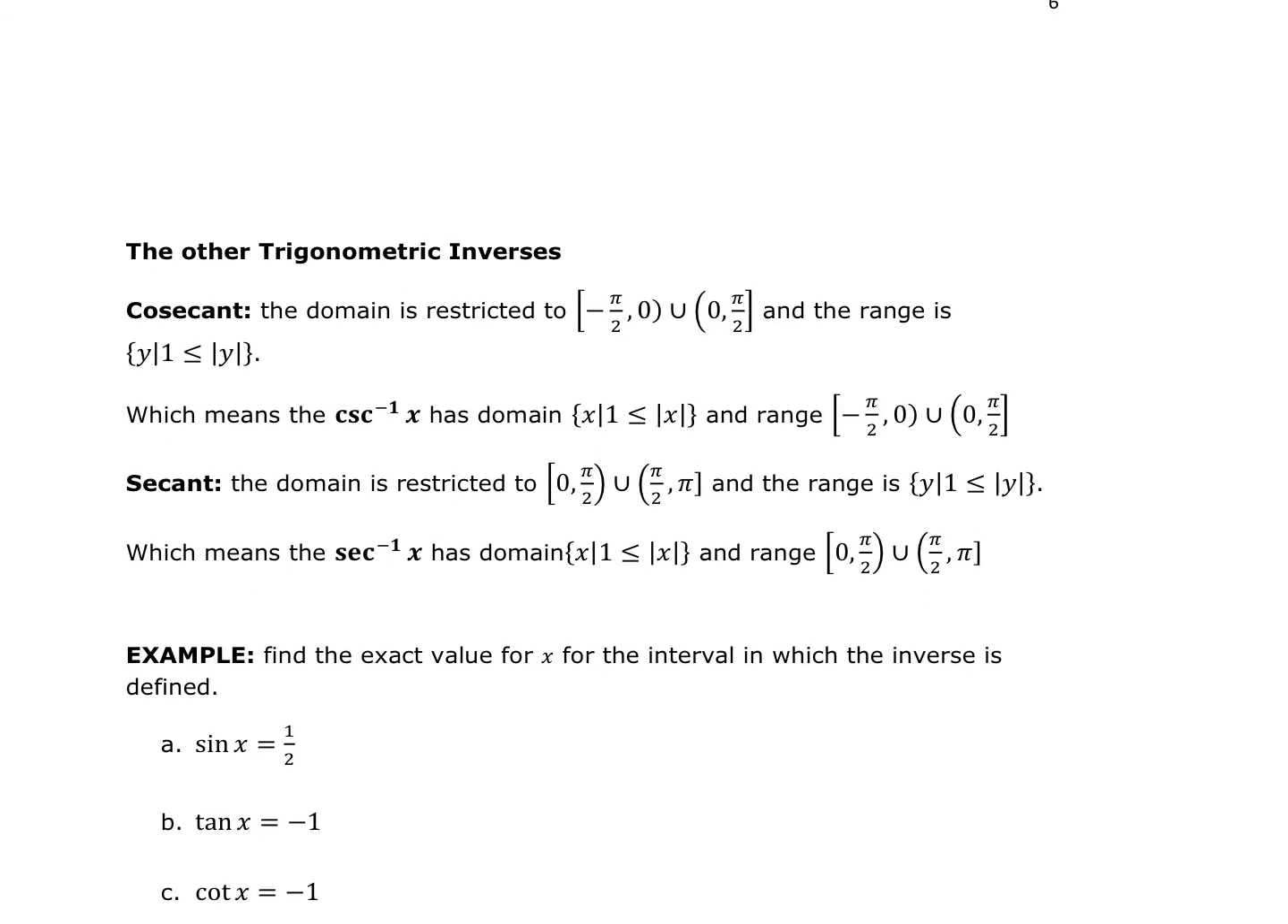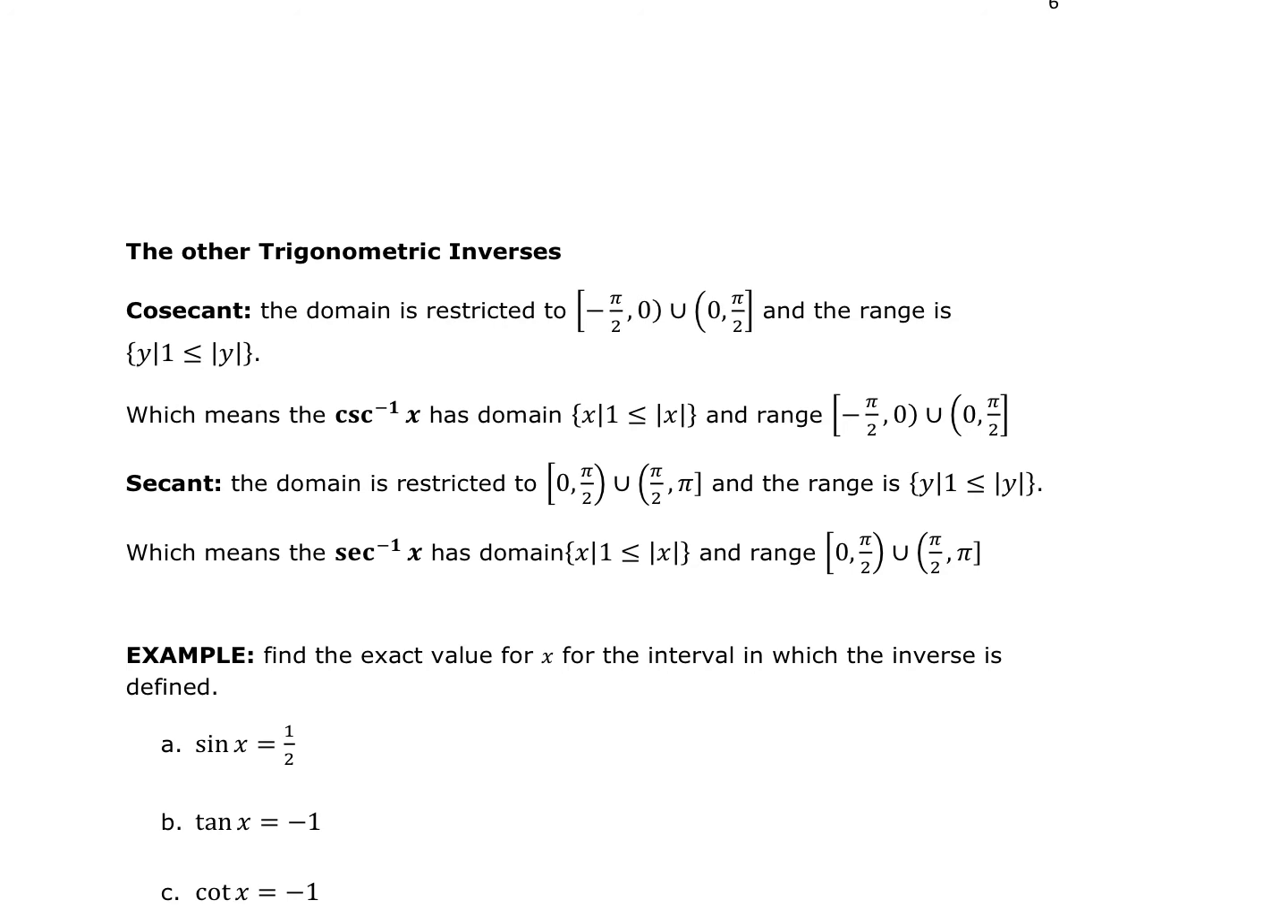Of course, with the other trig functions, we get cosecant and secant. Cosecant is the reciprocal buddy of sine, so it's going to be similar to sine, with the exception of where it would be undefined, which is at 0. The secant inverse is going to be similar to cosine, because it's the reciprocal buddy of cosine, except for where it would be undefined, which is at pi over 2.